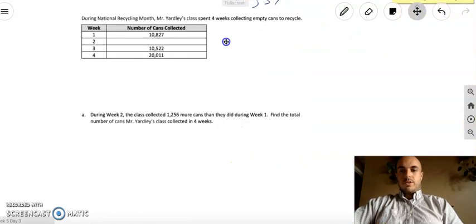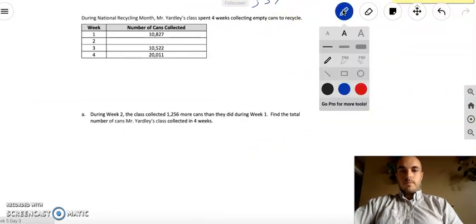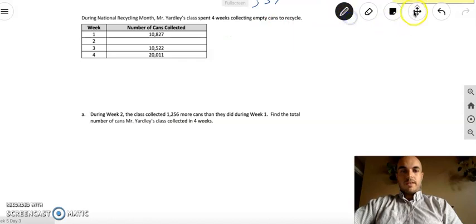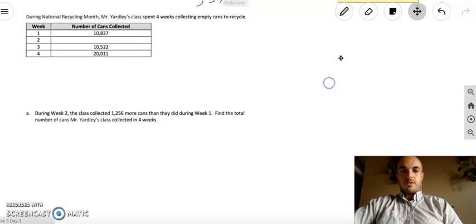Okay, so let's look at this one. Let's put our cubes over here on the side. Let's move this over. This way we have lots of room to work. So let's do our cubes. We'll just do our cubes right here.